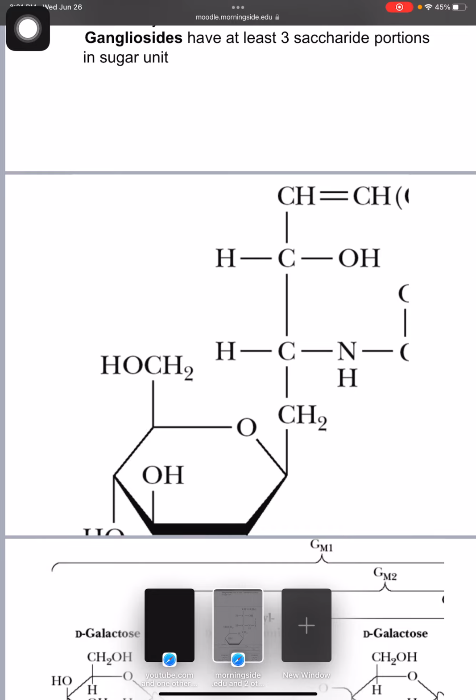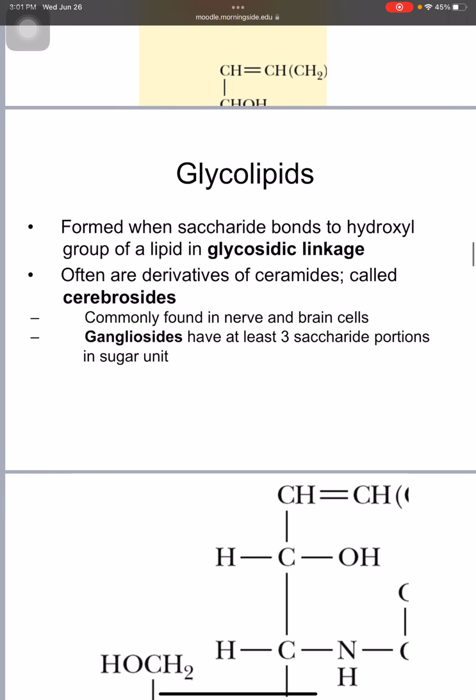All right. And so again, you can have several different types there. Specifically, if you have one that's a derivative of a ceramide, those are called cerebrosides. Although they don't have to be. You can have glycolipids that are not derived from ceramides, but if they are, they're called cerebrosides. And then you can have a particular type of cerebroside called a ganglioside.